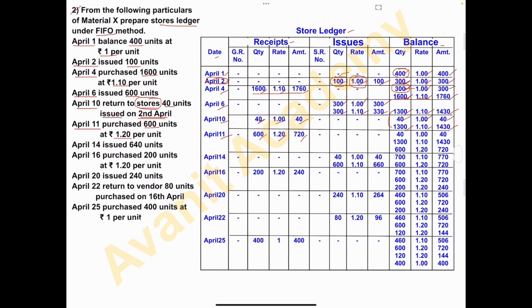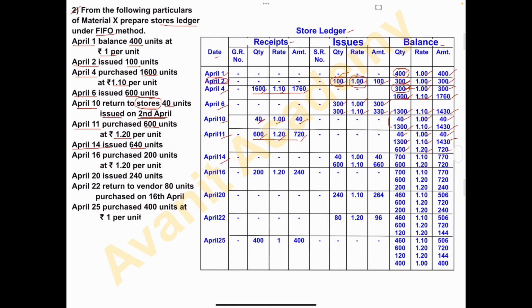Write the balance. First, we'll write the previous stock, that is 40 units at rupees 1 and the amount is 40. So previous stock is there, we should write it as it is first. Then whatever recent purchase we have made, we have to add it. That's it. Next is 1600 at rupees 1.10 and the amount is 1430. Now add the recent purchase, that is 600 units at rupees 1.20 and the amount is 720. This one we have to write here. April 14th, issued 640 units.